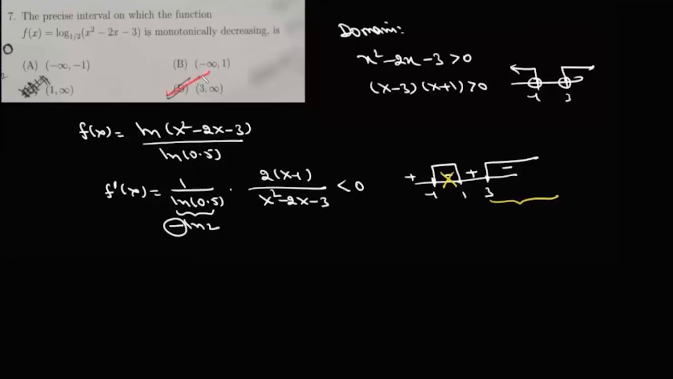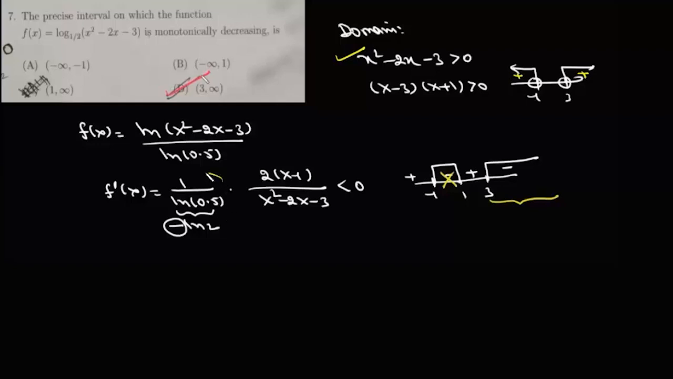Now in question number 7, we are asked to find the interval where this function is decreasing. Now there are two things about this function that we must know. One is that it's a logarithmic function, so it will have its own domain, and the condition of domain will be x square minus 2x minus 3 should be greater than 0, and if we solve it, we'll get either x is greater than 3 or x is less than minus 1. And the second thing is that this log is not on the natural base, it is in base 1 by 2. So we know log b base a is log b upon log a. So we'll express this as ln (x square minus 2x minus 3) upon ln 0.5, or minus log 2.